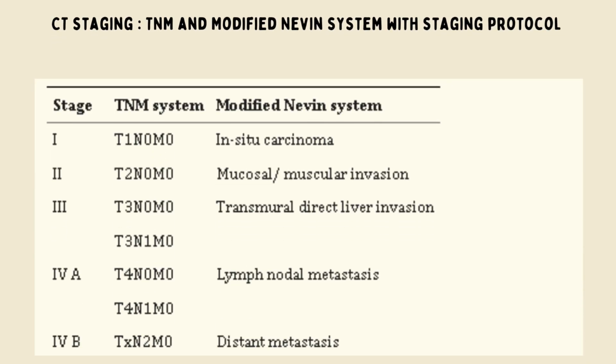This slide shows the CT scan imaging and the TNM classification. Stage 1 is T1 N0 M0, an in situ carcinoma. Stage 2 is T2 N0 M0, with mucosal and muscular invasion. Stage 3A is T3 N0 M0, with transmural direct liver invasion, and stage 3B is T3 N1 M0. Stage 4A is T4 N0 M0 or T4 N1 M0. Stage 4B is any T, N2, M0 with lymph node metastasis, or distant metastasis.